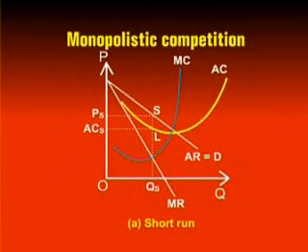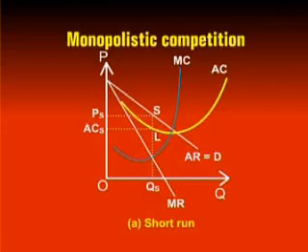So if you now take a vertical line from QS all the way up to the demand curve, you hit point S. And then if you read off the price on the vertical axis, that will give you the price that the monopolistically competitive firm will charge.